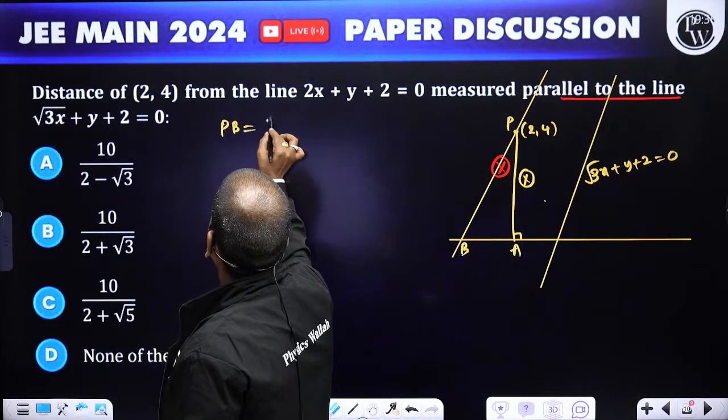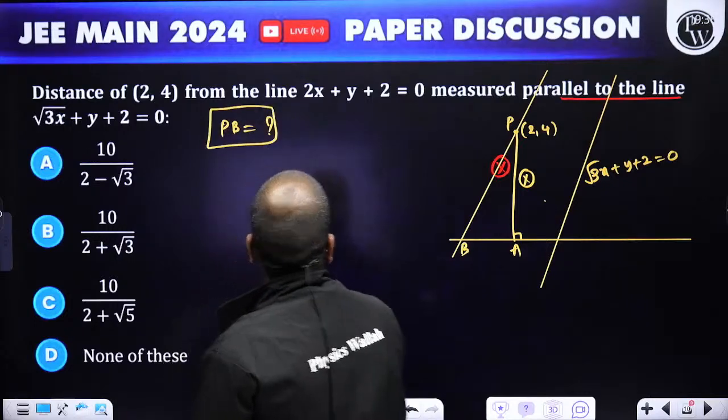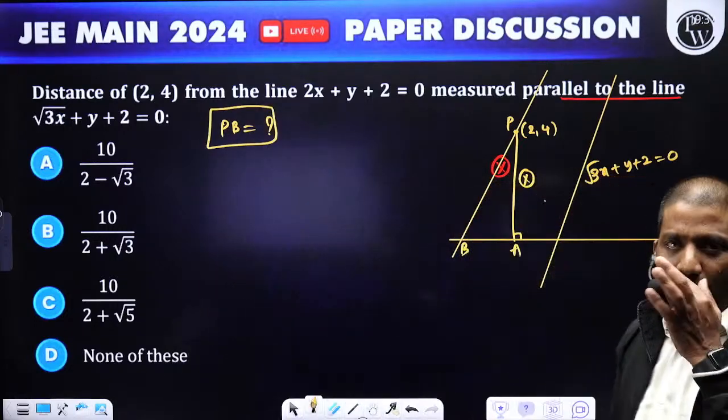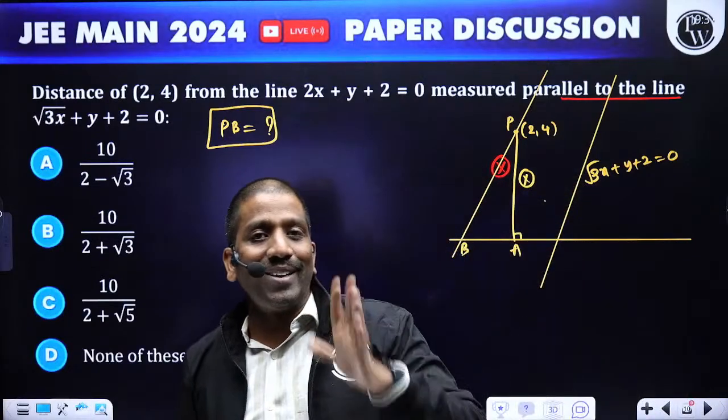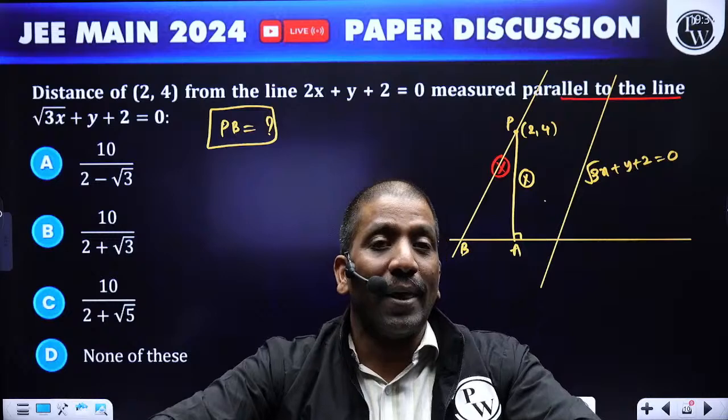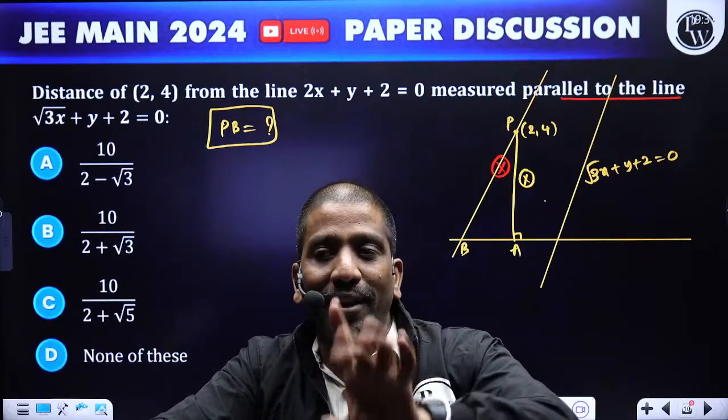So how to find this PB? So the distance PB, very simple. One of the classic applications from straight lines. What is that classic application? Parametric form.